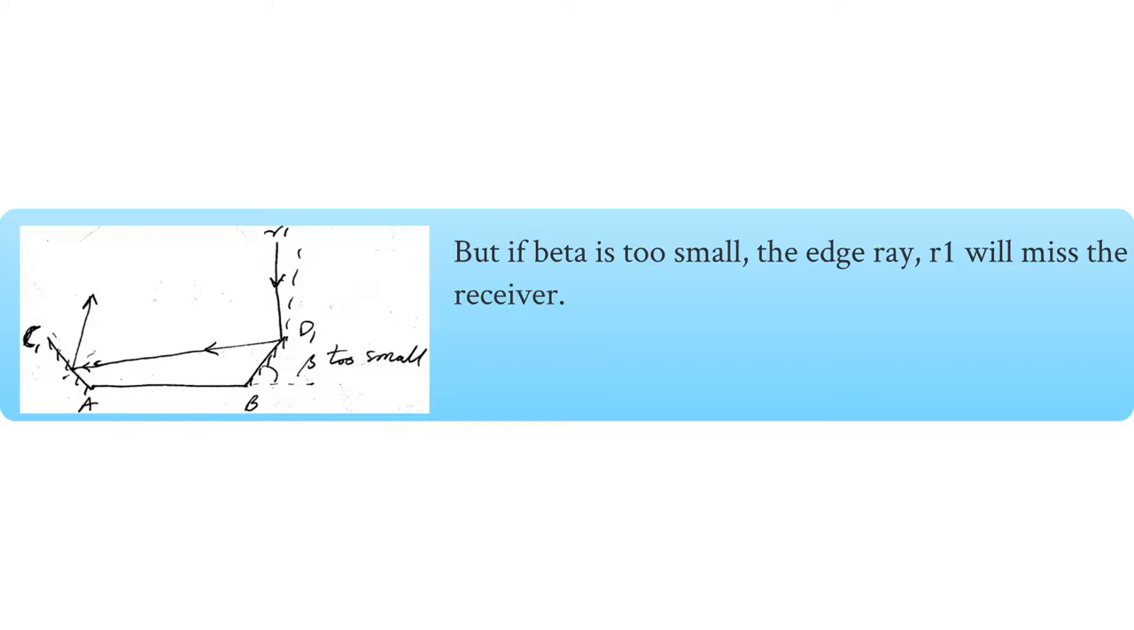So there is a minimum beta. By the way, why did I say I wanted to increase beta? Because the goal was to maximize the input aperture, which is this to this, right? So I was trying to make this as large as possible. But there is a minimum that I can go, after which you've missed the ray.